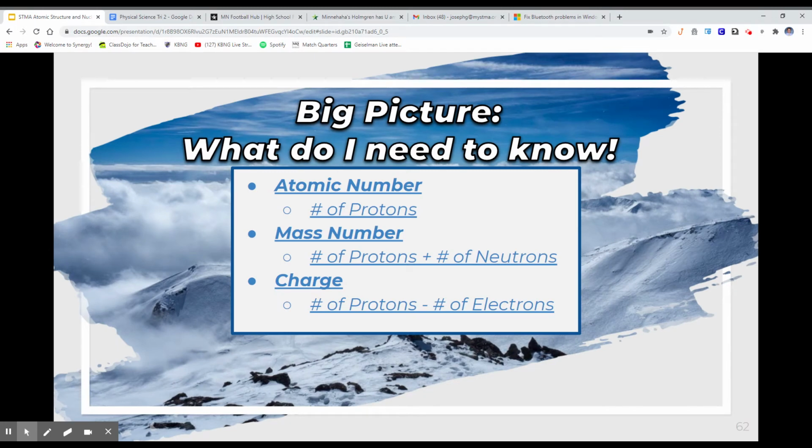Other big picture stuff you need to know: atomic number is equal to the number of protons. The mass number of an atom is equal to the number of protons plus the number of neutrons. And then the charge of an atom is equal to the number of protons minus the number of electrons. If we have more electrons than we have protons, we're going to have a negative atom. If we have more protons than electrons, we're going to have a positively charged atom.